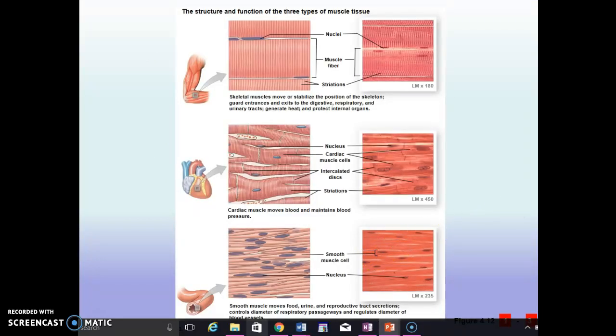So in terms of identifying differences between the different muscle types, at the top will be very long cells. You can't see the ends of the cells. This is one cell. This is one cell. They're striped or striated, and you can see nuclei. They are multinucleated. Cardiac muscle cells have branches, as well as these darker intercalated discs that join one cell to the next. And smooth muscle is spindle-shaped.